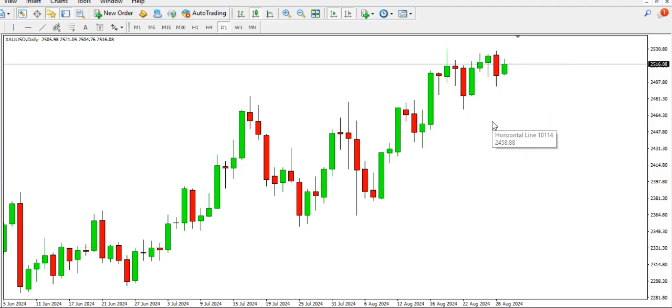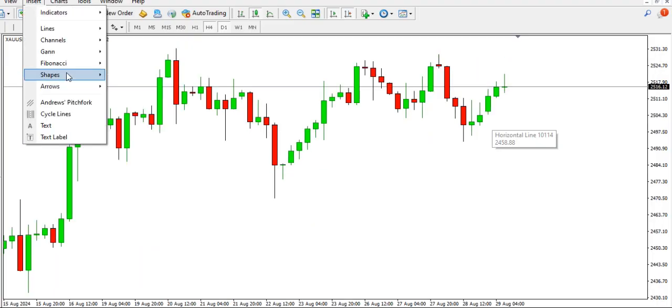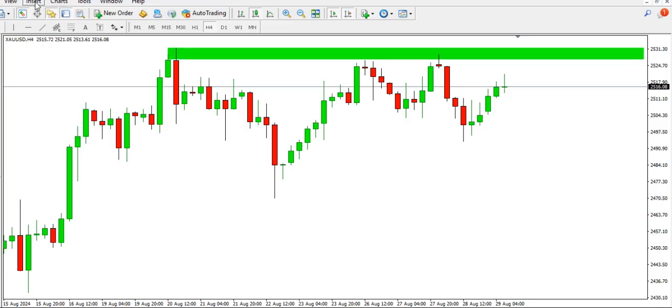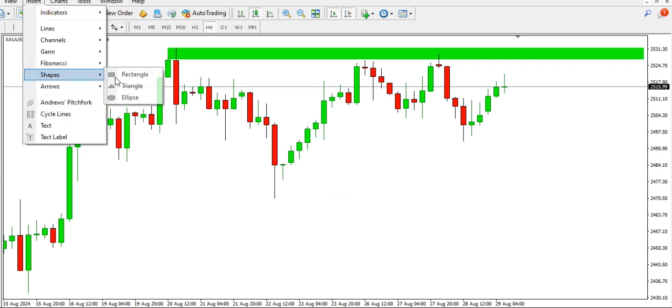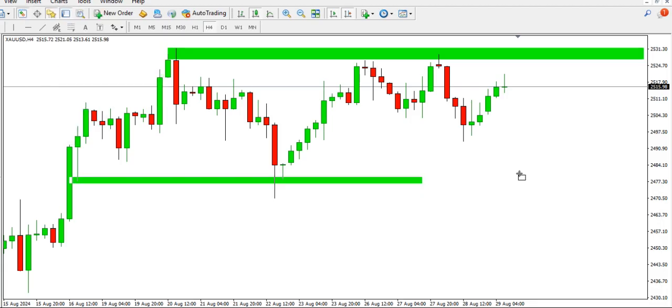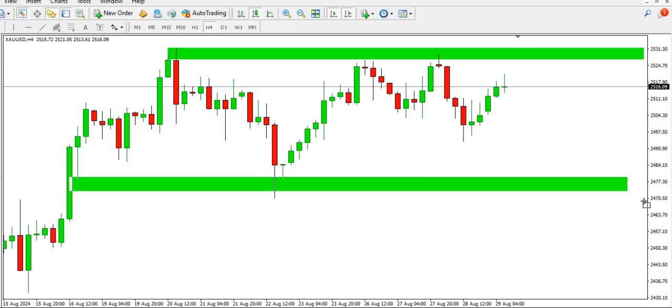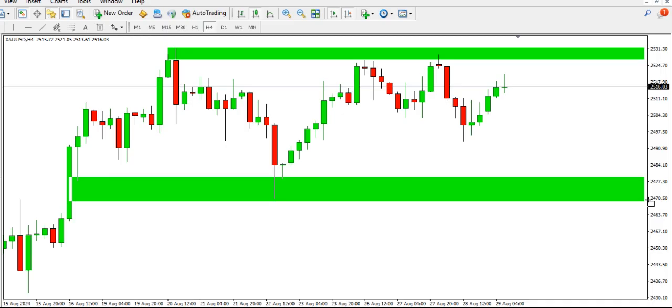Alright, let's look at the 4-hour time frame. What do we have on the 4-hour time frame? On the 4-hour time frame, it's more obvious that price is ranging. Price of gold is ranging on the 4-hour time frame. This is the range top on the 4-hour time frame. Where's the range bottom? For now, this is the range bottom on the 4-hour time frame.